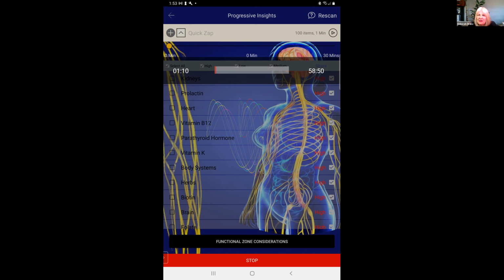The functional zone considerations, I believe, means, do you mean like the yellow, green, and red? This is what I'm trying to explain. You want me to touch on that a little bit?